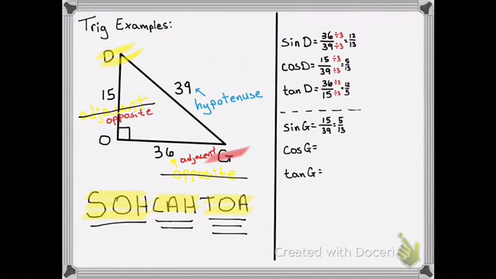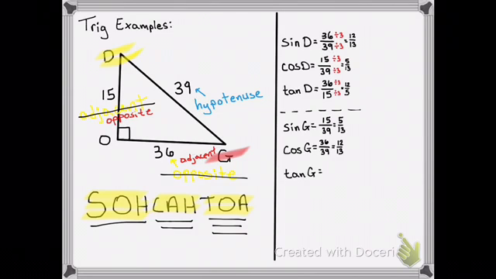The cosine of angle G. The cosine of angle G is going to be the adjacent side compared to the hypotenuse, so that's going to be 36, which is the side adjacent, divided by 39, the hypotenuse, and we can divide them both by 3 to get 12/13. Notice the cosine of angle G is different than the cosine of angle D.